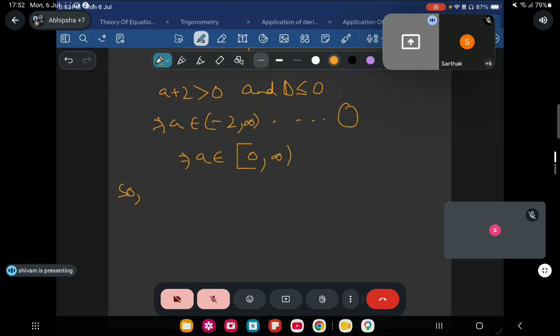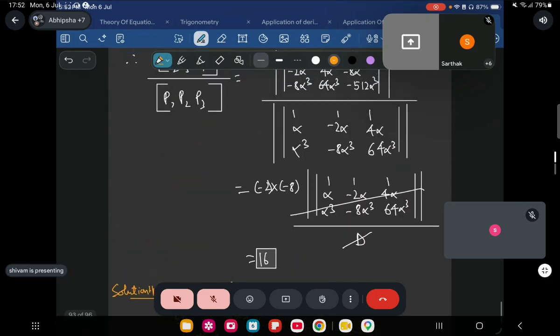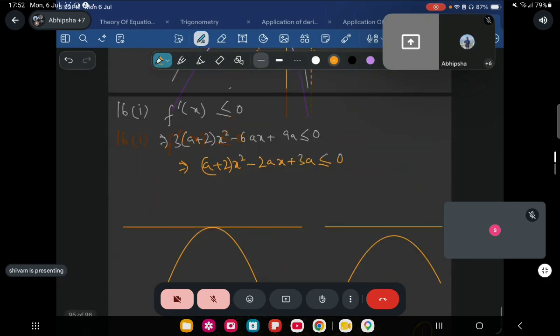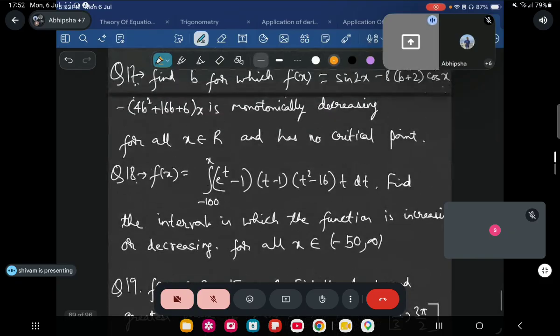So for f to be monotonic, a should belong to minus infinity comma minus 3 closed union closed 0 to infinity. Are you getting it? Is it clear? If anyone has any doubt, you can ask me. Question 16 is done.